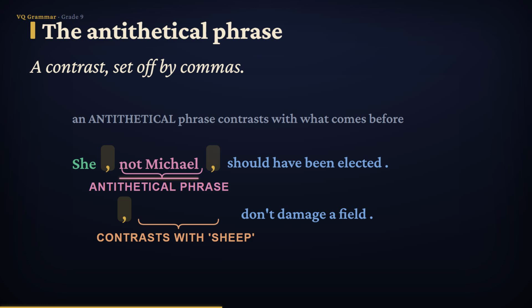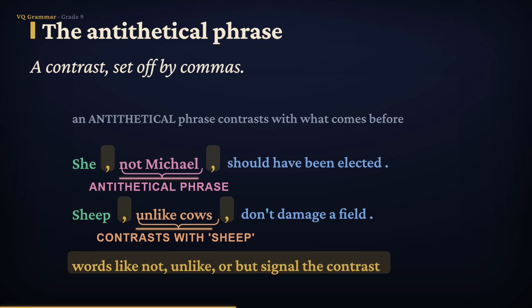Here's another. Sheep, unlike cows, don't damage a field. Unlike cows contrasts with sheep, and again, the commas set it apart. The signal is usually a word like not, unlike, or but. When you see one qualifying the idea before it, reach for your commas.